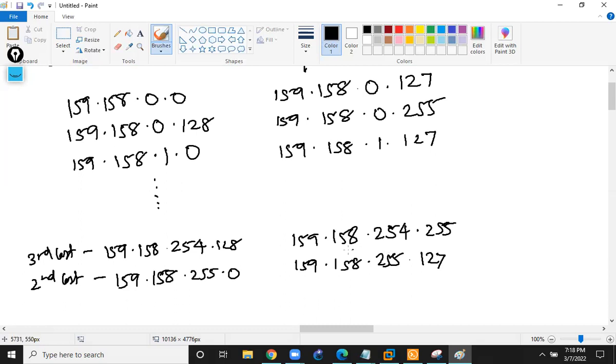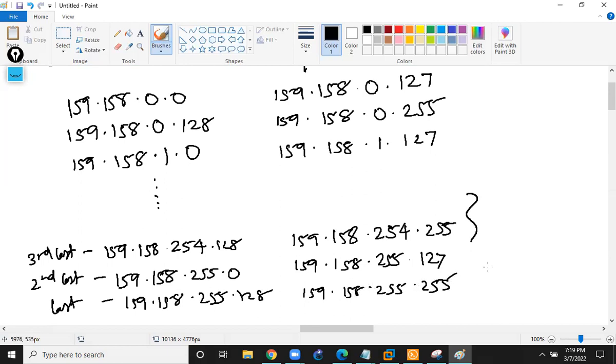Now, what is the last one? Last also Anish will tell. Yes, Anish. Okay. 158 dot 255 dot 128. Okay. Yes. 159 dot 158 dot 255 dot, okay, very good. So this is how you're going to do it.